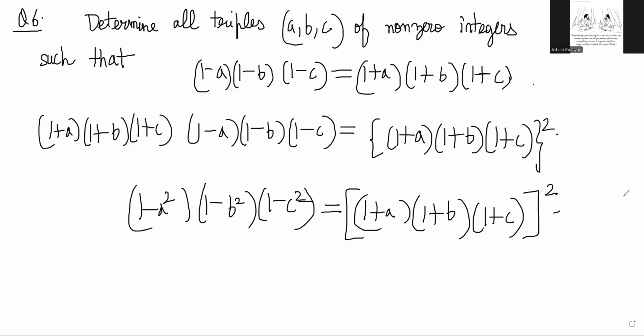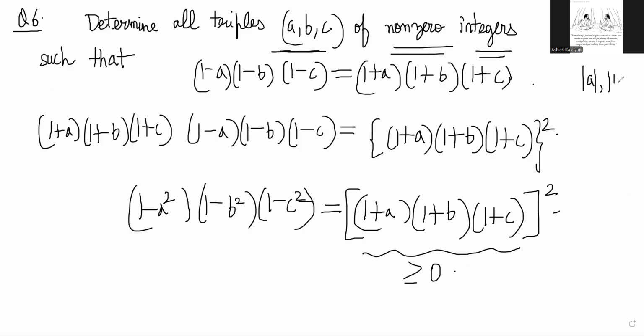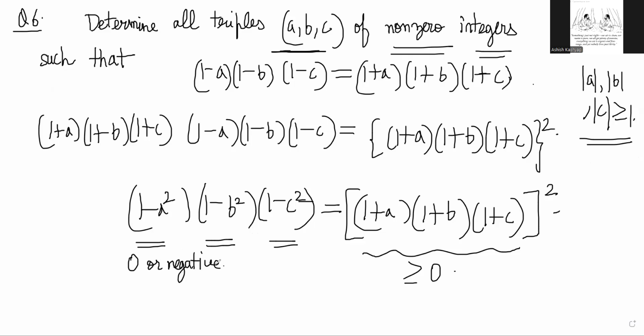Now this question becomes very easy because you have to realize that this side is always greater than or equal to 0. However, if the numbers A, B, C are non-zero integers, then modulus of A, modulus of B, modulus of C must be greater than or equal to 1. So even if they are positive or negative, always 1 minus A square, 1 minus B square, 1 minus C square, all three of them will either be 0 or will be negative. It's either 0 or negative for each of these factors. So the product can be 0, but most of the time it will be negative. But a negative thing cannot be equal to a perfect square.